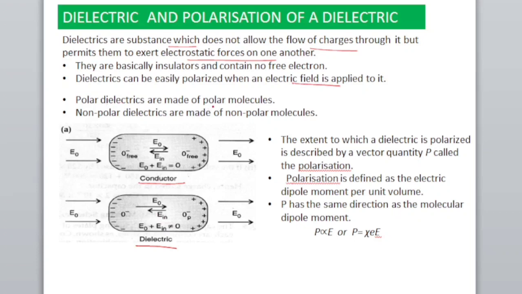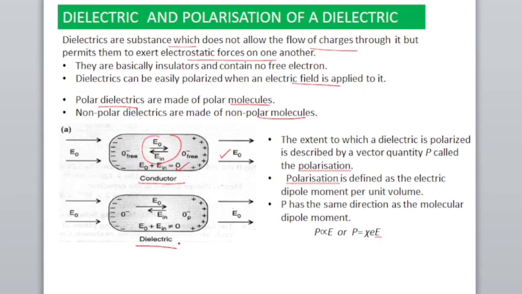Now, there are two types of dielectric. Polar dielectrics are those which are made up of polar molecules. Non-polar dielectrics are those which are made up of non-polar molecules. Now, when this conductor is placed in a uniform electric field, an internal electric field exists inside which is opposite to the external electric field, and net electric field is zero inside a conductor.